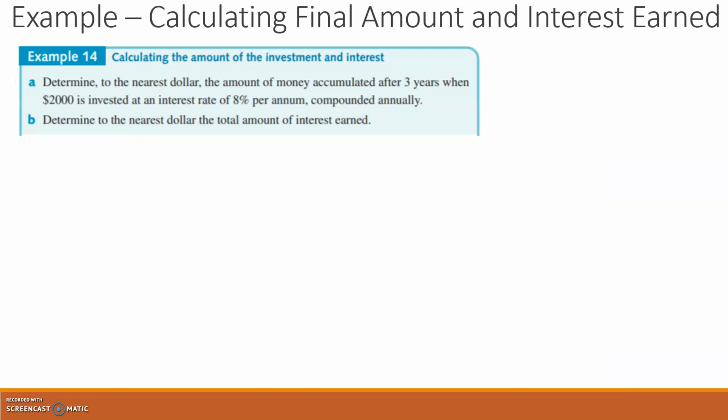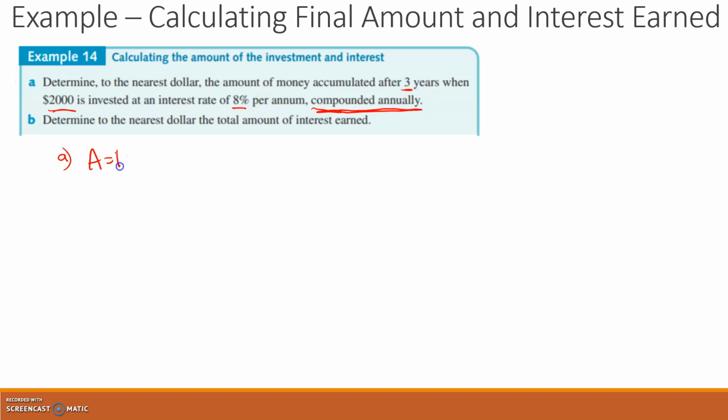The first example says: determine to the nearest dollar the amount of money accumulated after 3 years when $2,000 is invested at an interest rate of 8% per annum, and it compounds annually. Since it compounds annually, we don't need to change the 3 years, it's already in years. We don't need to change the 8% per annum because it's already in years as well. So this will be nice and straightforward for us.